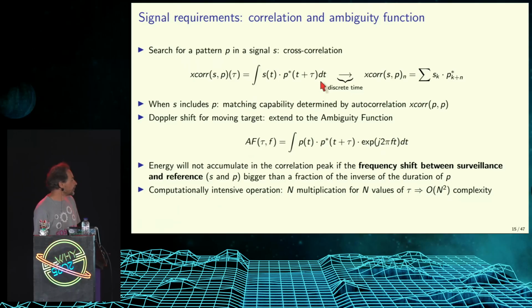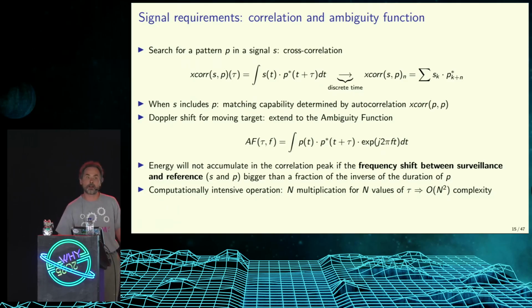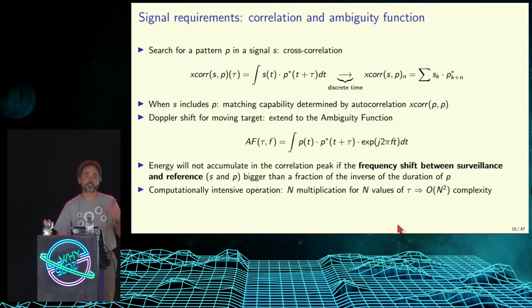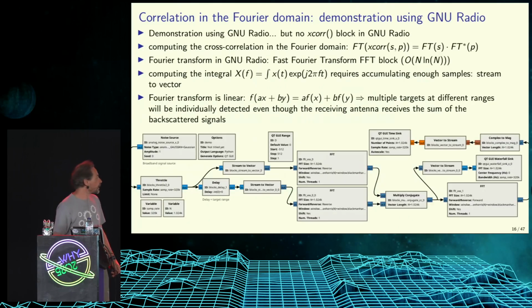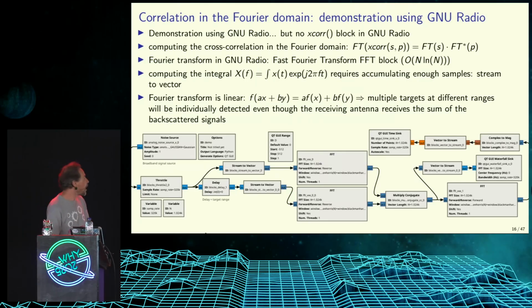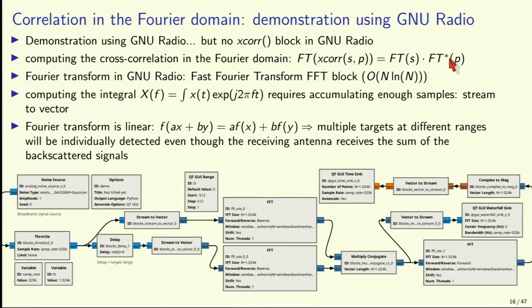Now, correlation, you see in the discrete form, is n multiplications, with n the number of samples that you collected, that you must repeat for all possible delays, another n values. So this is called a complexity n-squared algorithm. This is computationally intensive, so you don't want to calculate correlation this way. You actually want to use the property of correlation, which is closely linked to the convolution theorem, if you're familiar: the Fourier transform of a correlation is the Fourier transform of a signal times the complex conjugate of the Fourier transform of a pattern.